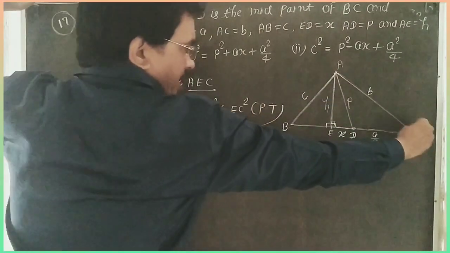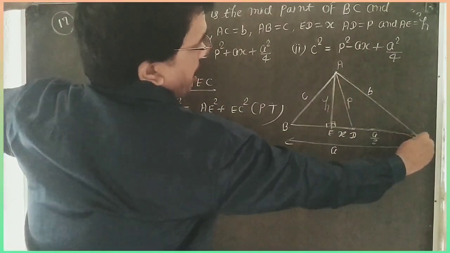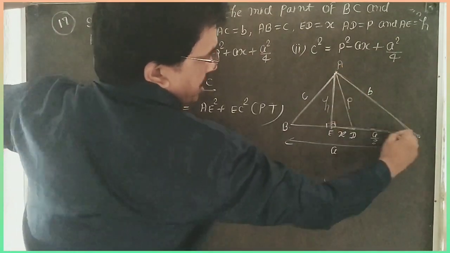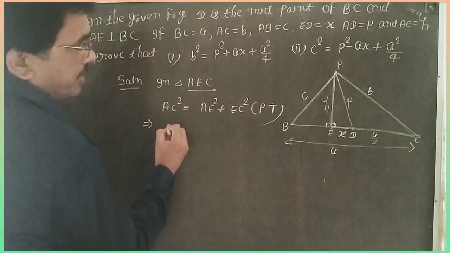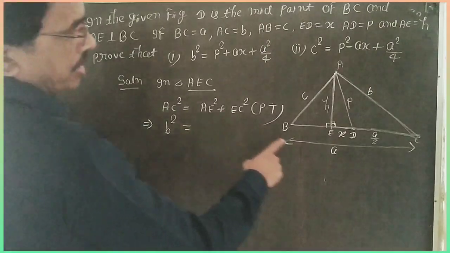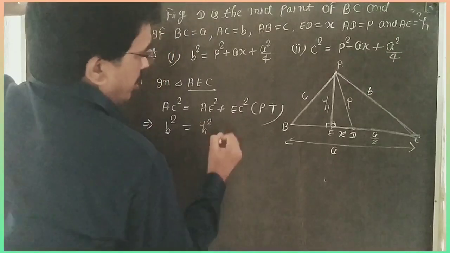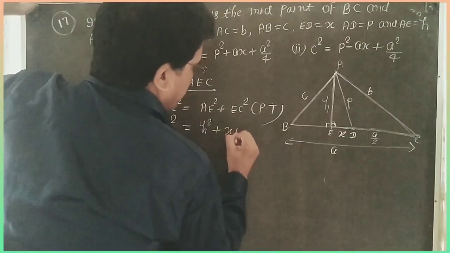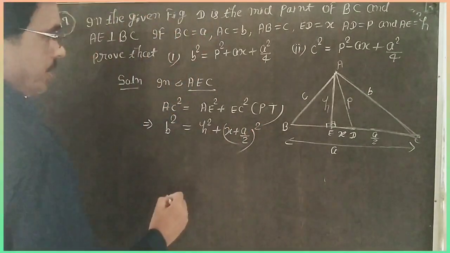AC is the hypotenuse, AE is the perpendicular, EC is the base. So hypotenuse square is equal to perpendicular square plus base square. Now only substitute their values. Then AC is b, that is b square. AE is h square plus EC is x plus a by 2, and it is whole square.